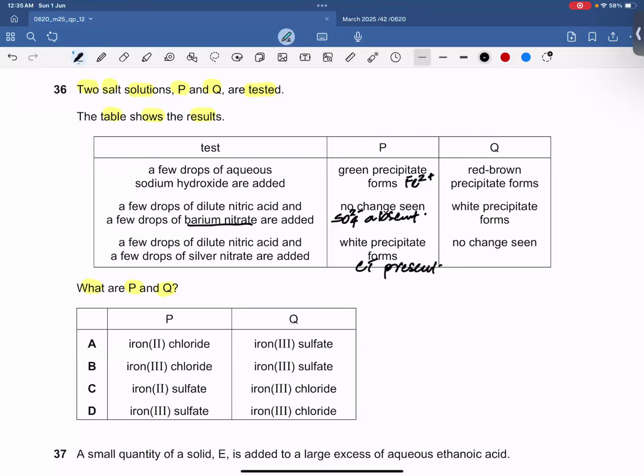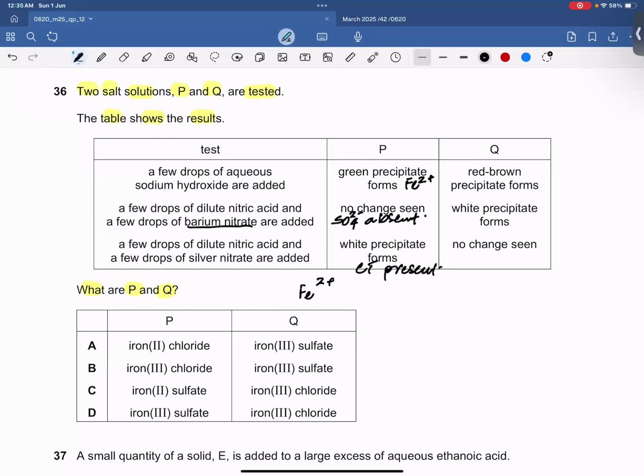Now we have Fe2+ ions and we have chloride ions. So whenever these two combine together, after cross multiplication, you will get FeCl2. And FeCl2 is basically iron(II) chloride, right? Iron(II) chloride has only one option, which means A is going to be the answer. But let me confirm Q, okay?